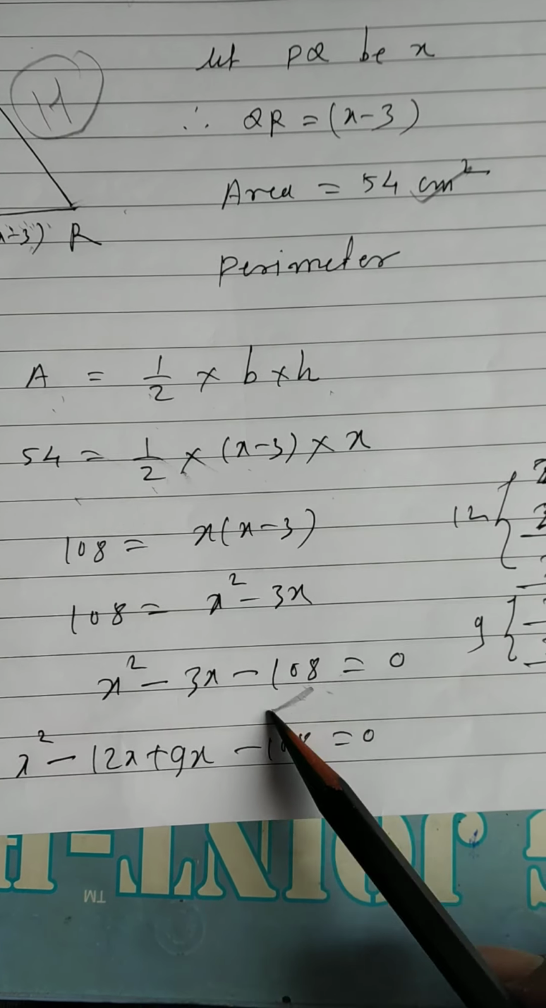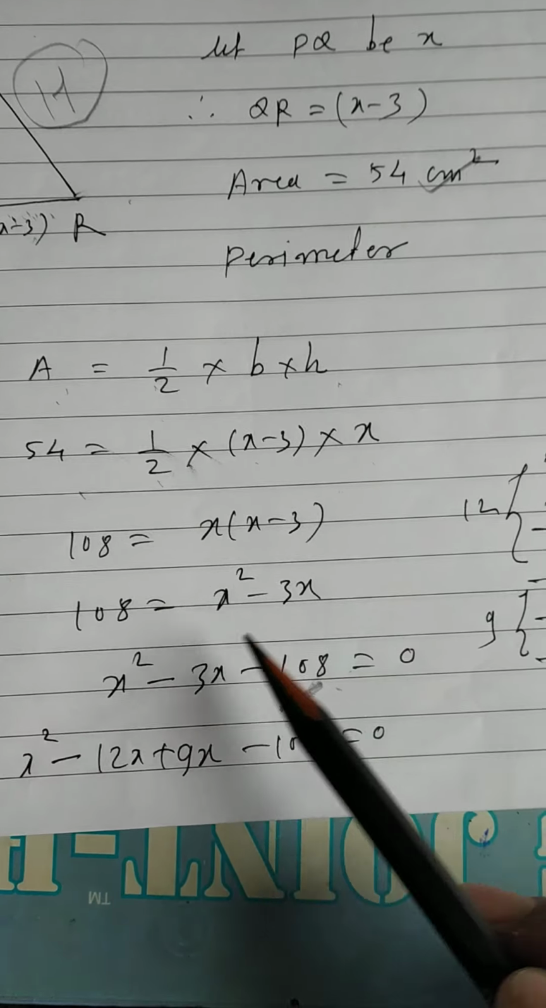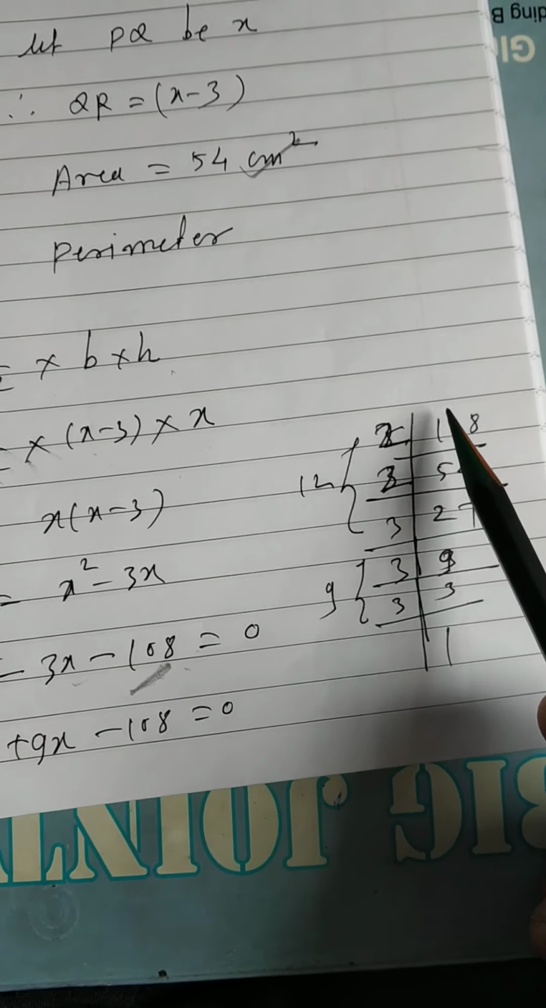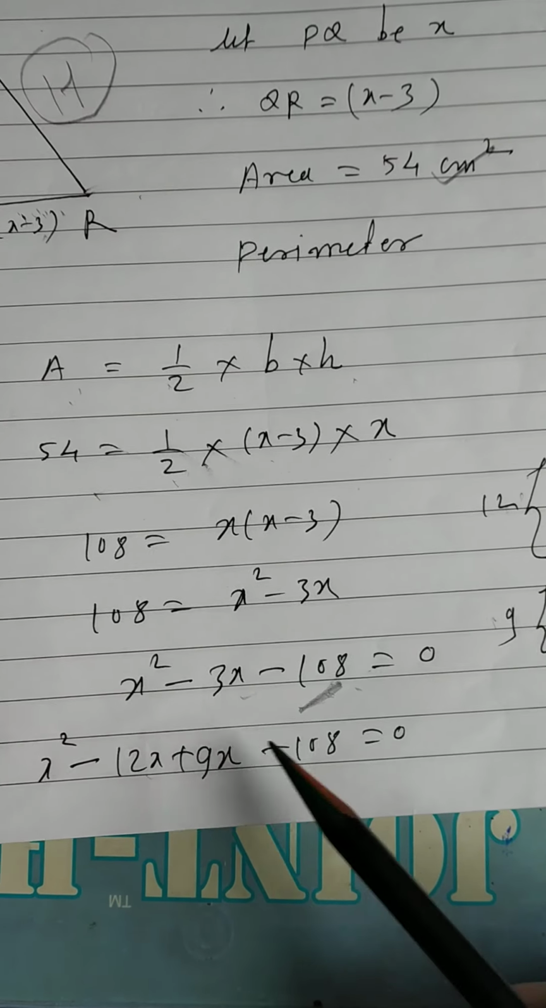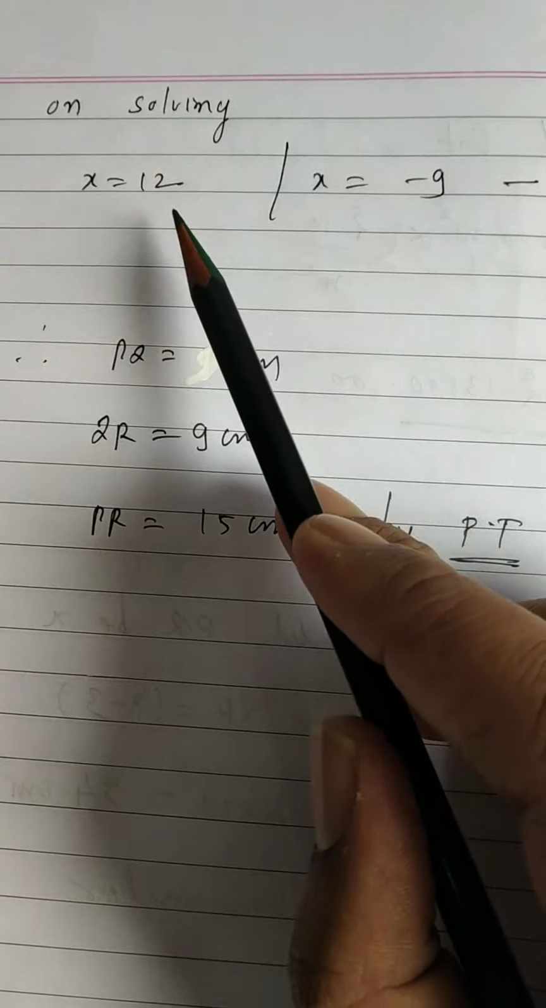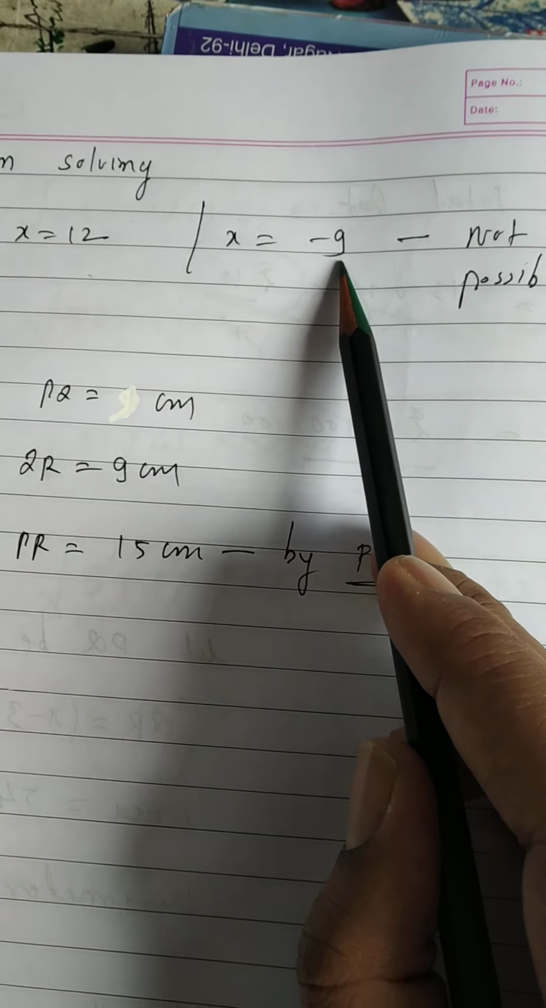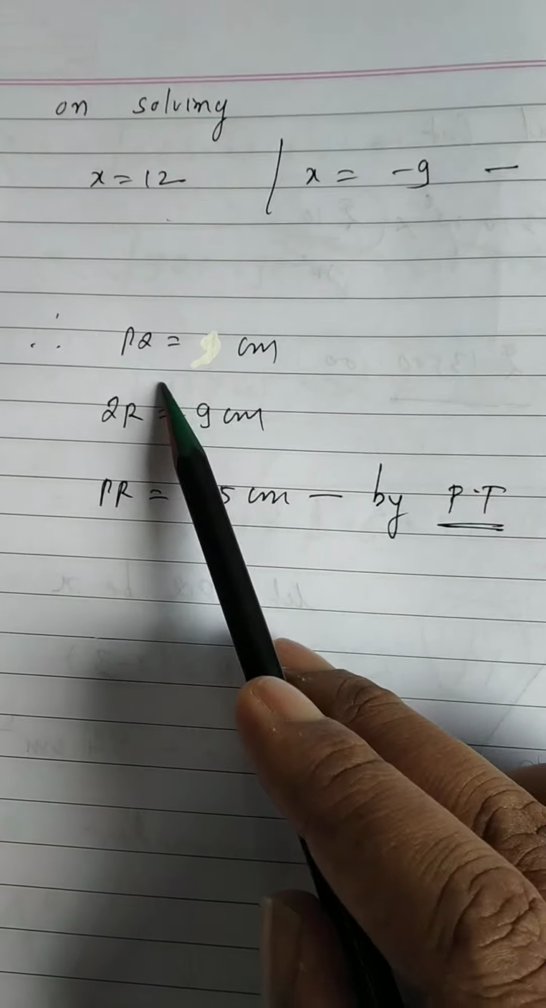Now I need two numbers of 108 whose product is 108 and whose difference is 3. So after the prime factorization method, I come across 12 and 9. So it will be minus 12 plus 9. So on solving, what will the value of x be? x is equal to 12, and x is equal to minus 9, which is not possible.